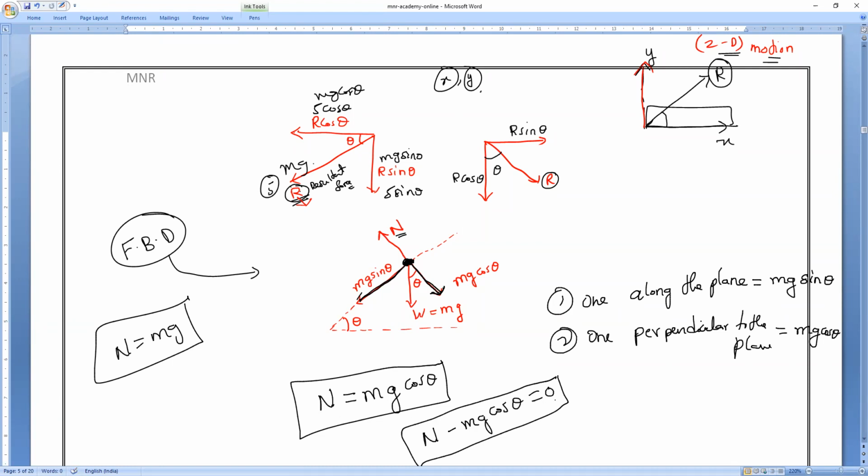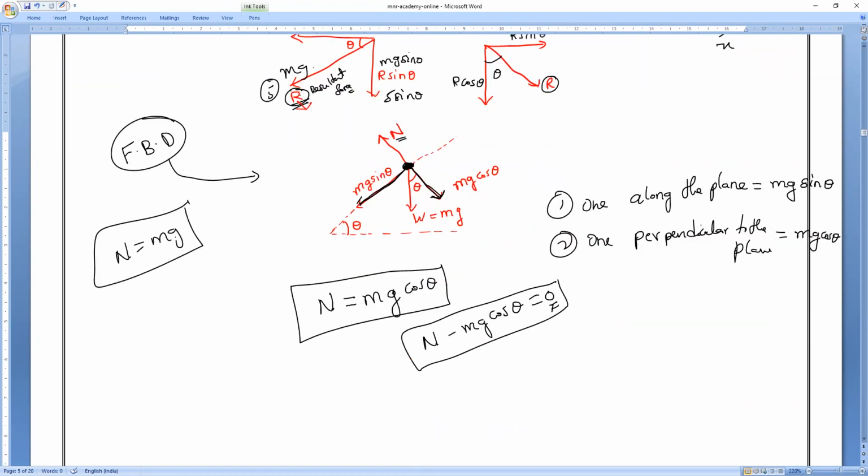N minus mg cos theta, which is equal to what, guys? 0. Understood? So if it is an inclined surface, normal reaction is not mg. What is normal reaction? N is equal to mg cos theta. And if the body is moving, these forces are always equal, so the body will never go upward and never come downward.